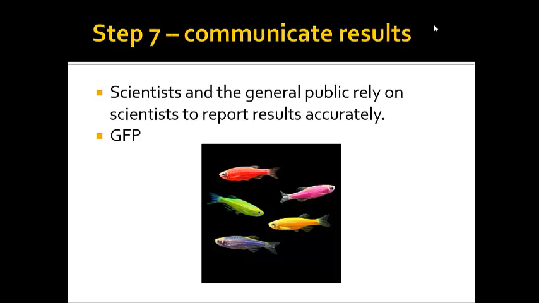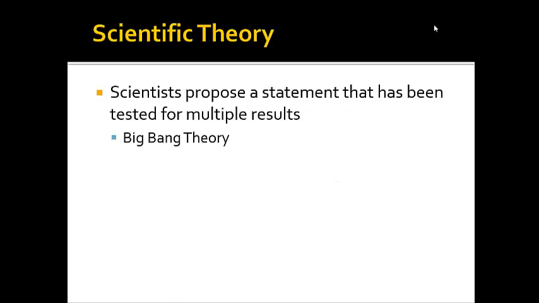Step 7 is to communicate your results. Scientists and the general public rely on scientists to report results accurately. The GFP is the green fluorescent protein. There were scientists that found this fluorescent protein in some jellyfish. They communicated their results, and now we are able to apply that green fluorescent protein into genetics. Most of the time it's used as a marker, but it can also be used in glowfish. And none of this would have happened if they hadn't communicated their results.